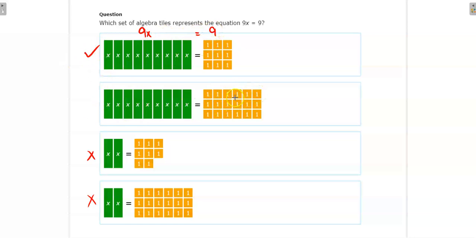There are too many units on the right side of the equation for it to be the second answer, so this one is also incorrect.